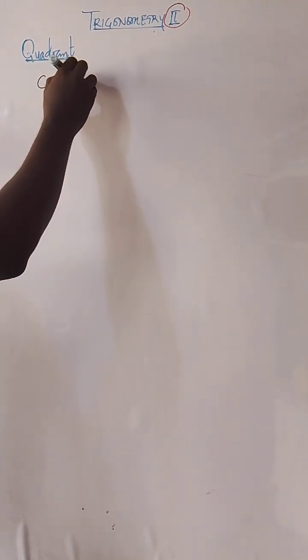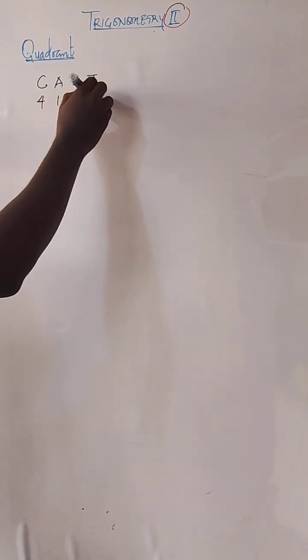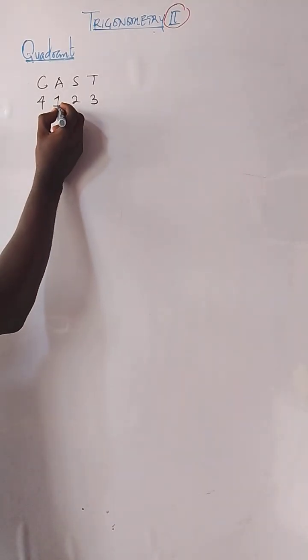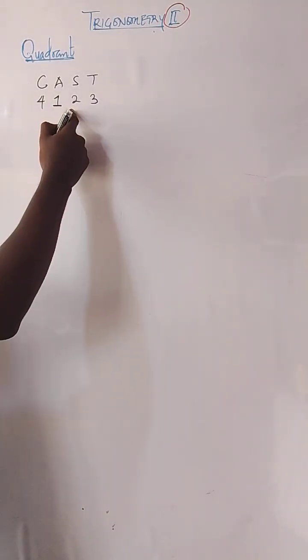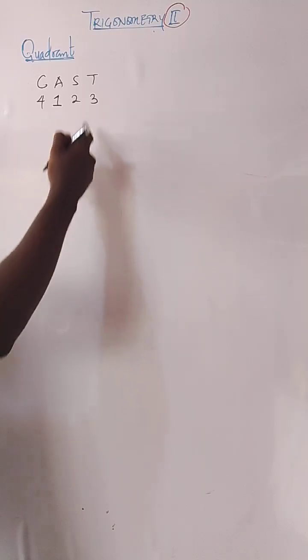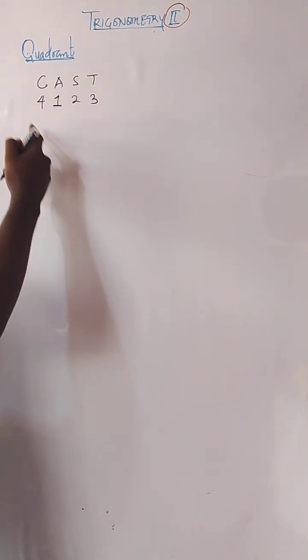All right, look at this acronym. CAST, 4, 1, 2, 3. This means in the first quadrant, all are positive. Second quadrant, only sine is positive. Third quadrant, only tan is positive. Fourth quadrant, only cos is positive.